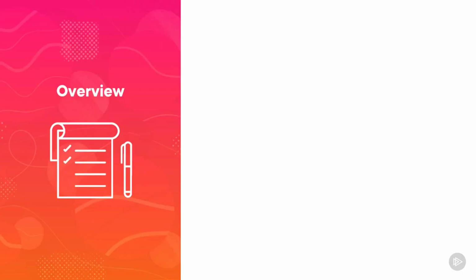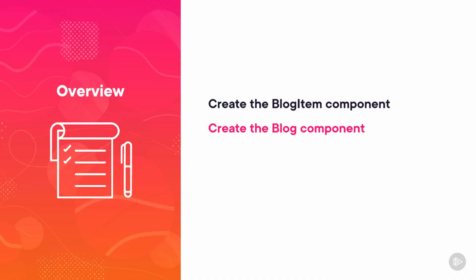In this module, we will add a blog feature to the app. The data for the blog will come from an external website that is hosted with WordPress. First, we will create a component that will display each post. After that, we will create the blog component. This will display the posts in the list.